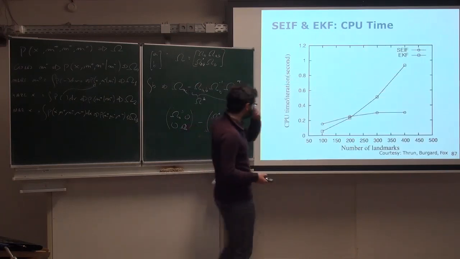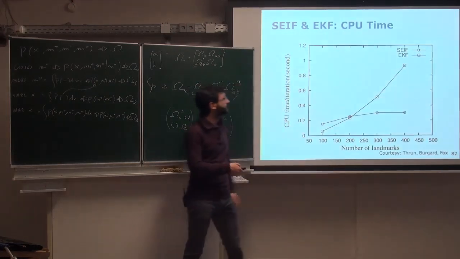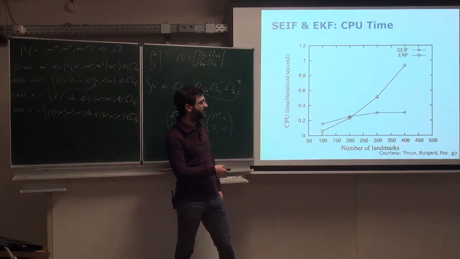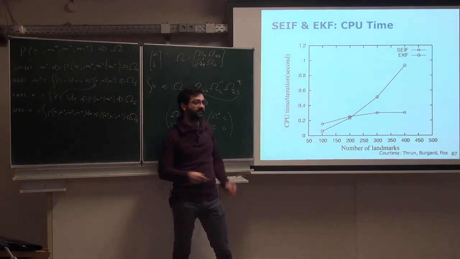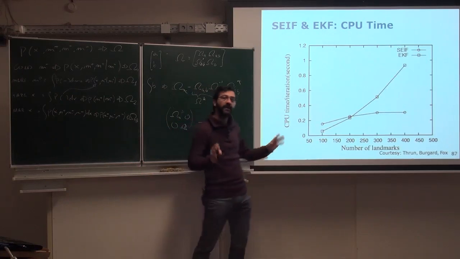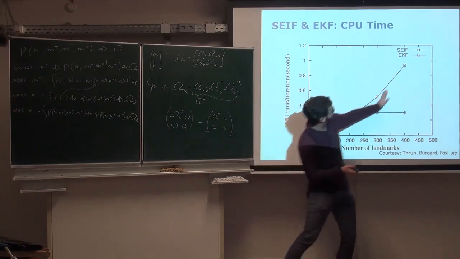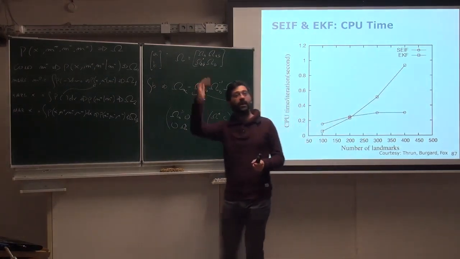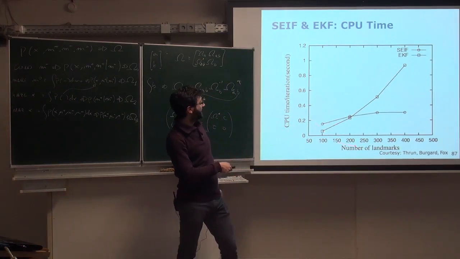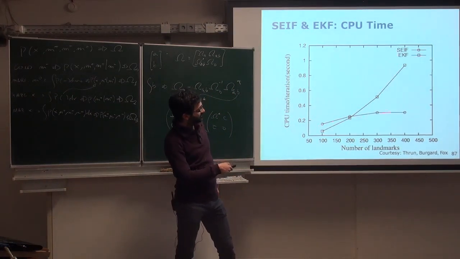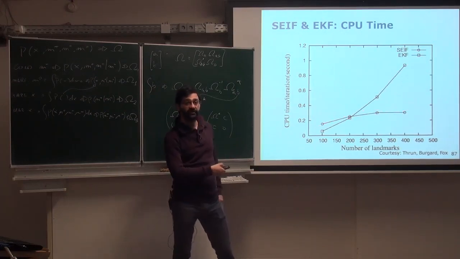If you look here, if you increase the number of landmarks, so these are the number of landmarks in my whole map, not the active or passive, but all of them, we see that the time of the EKF grows quadratically. I'm not sure if you can really see it, but it's starting to look like a parabola up there, while the complexity of the SEIF stays kind of constant, okay?